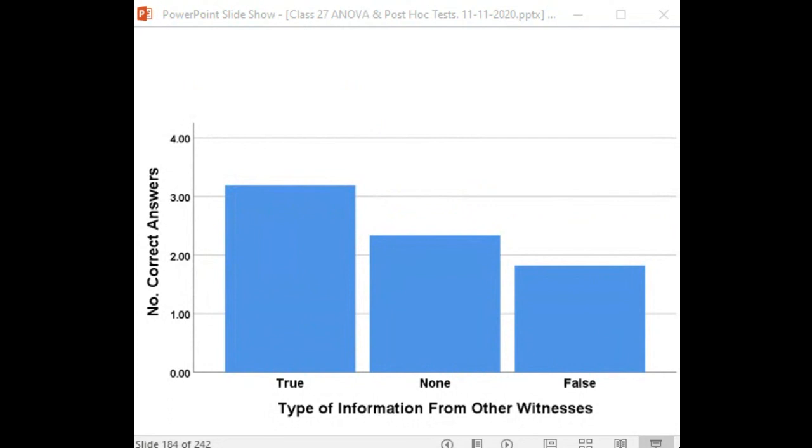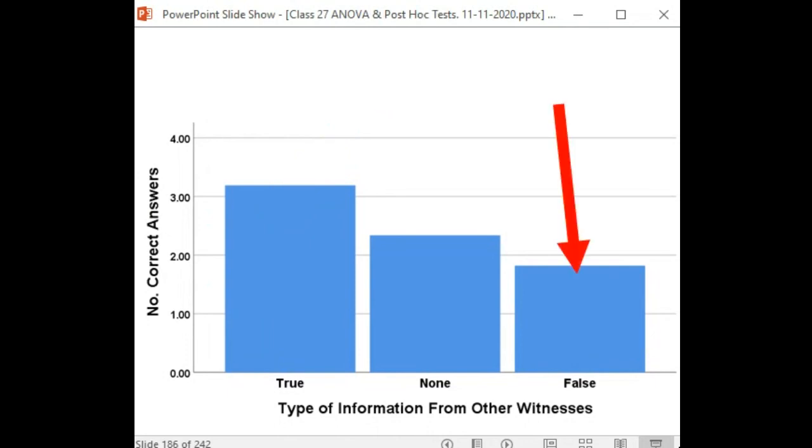The height of the 3 bars shows how many correct answers the students in each group gave when they were questioned about the theft. The bar on the left shows the mean number of correct answers given by students who were given true information before they answered a question. And as you can see, students in this group gave the highest number of correct answers, a little more than 3. Those questions were not easy. There were 5 or 6 questions, and the average was about 3 correct.